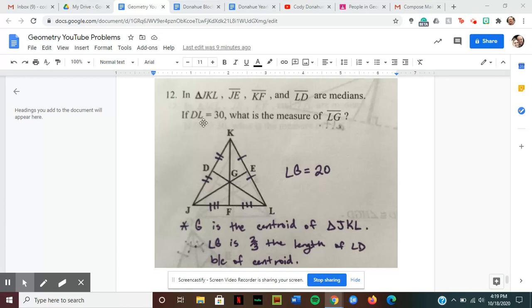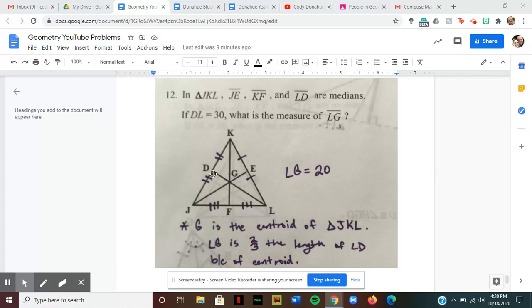Okay, so we know that if the length of DL, which is this median right here, is 30, what is the measure of LG, which is this part of the line DL? Keep in mind, G right here is called the centroid of triangle JKL. The centroid is the intersection of the three medians. Now the centroid has a little special trick with it.